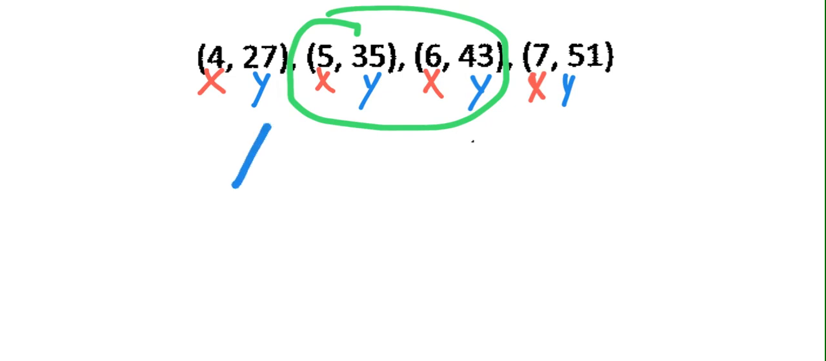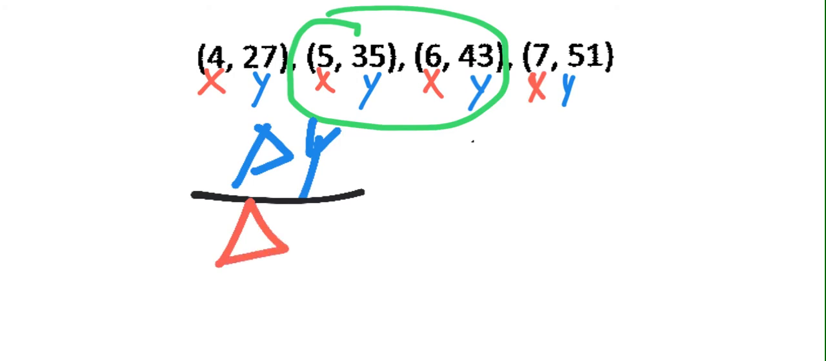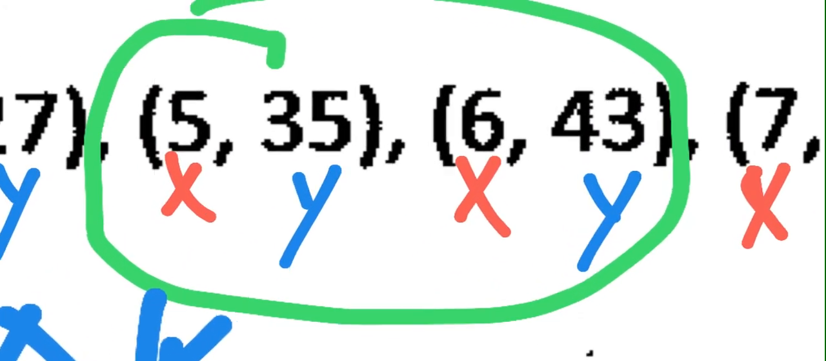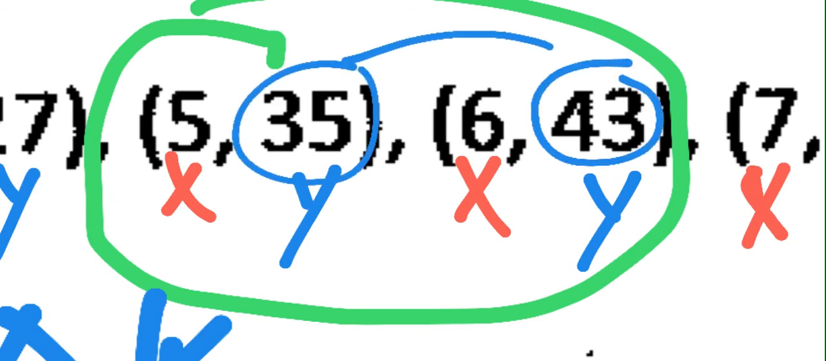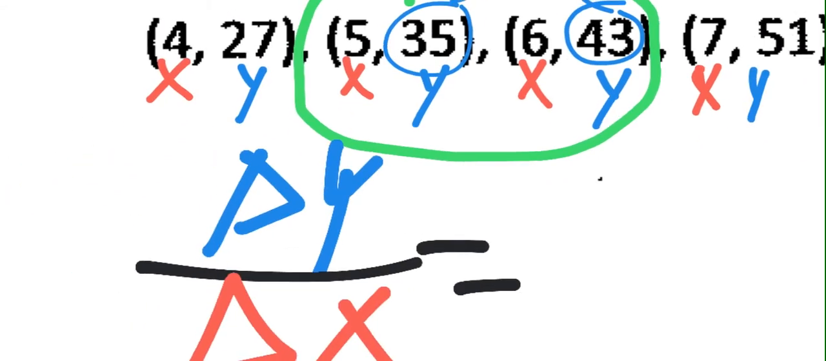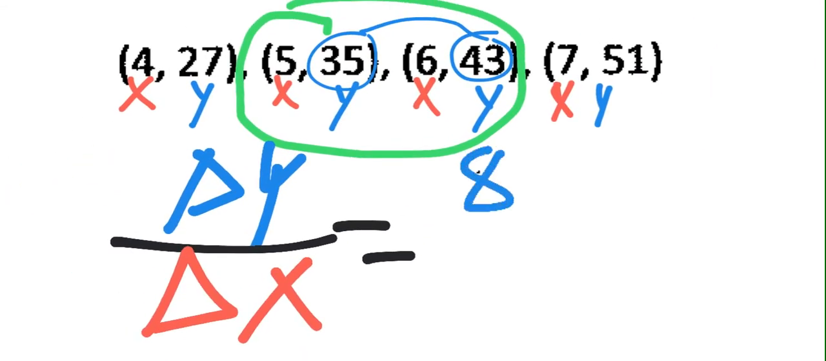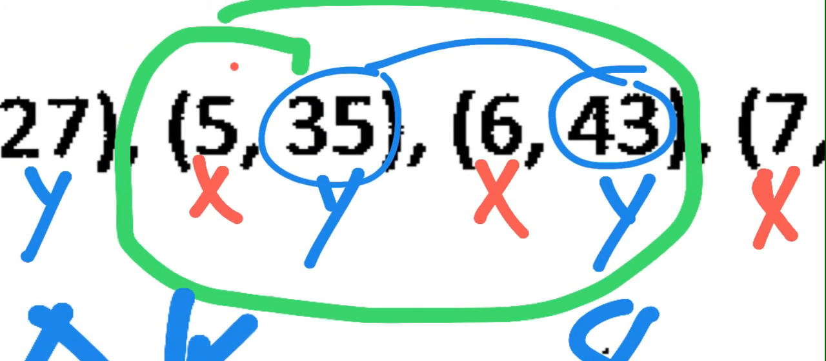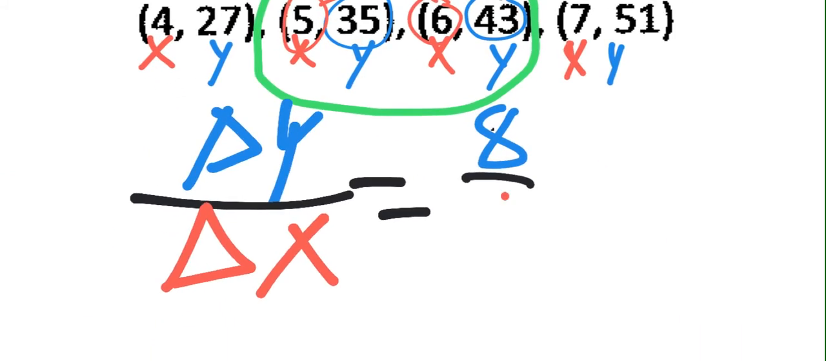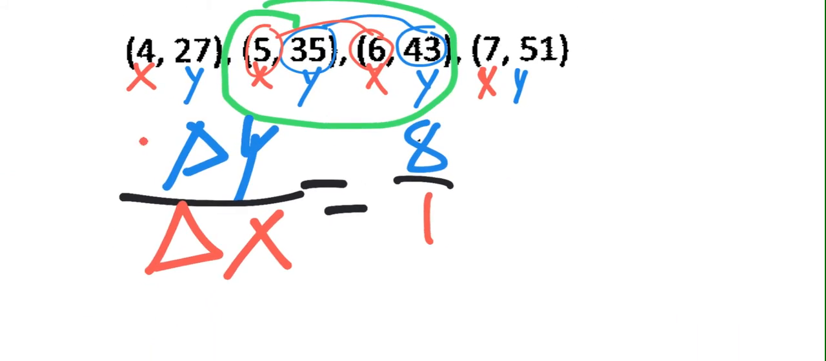We are doing change of y over my change in x. So now I'm going to look at how much each of these changes. The y is first. From 35 to 43, we've changed by 8, and it looks like we've gone up 8. Now for my x's, we've gone from 5 to 6, so we've only gone up 1 spot. So my slope is just 8 over 1, which is 8.